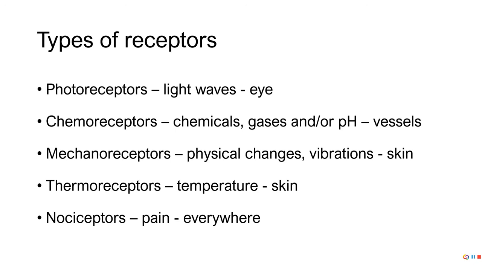Mechanoreceptors are activated by a change in their shape, or some sort of physical deformity, or vibration, that sort of thing, and these are generally found in your skin. This is what allows you to touch and feel stuff. You've got thermoreceptors, which are generally in your skin, but you also have thermoreceptors internally as well. And these are sensitive to changes in temperature. And then finally, we have nociceptors, which are activated by painful stimuli, and we have those everywhere.